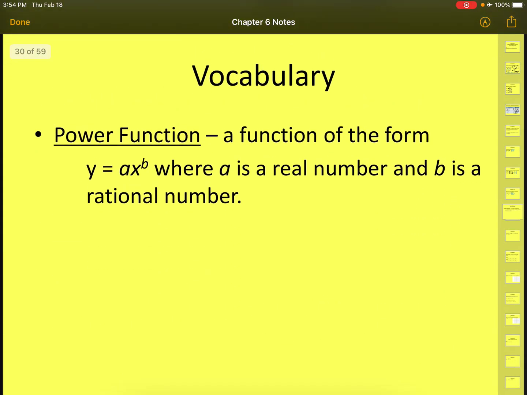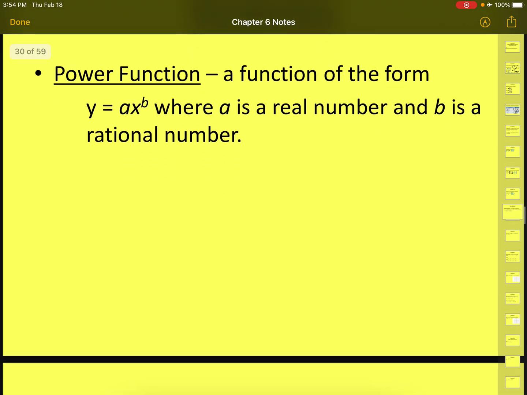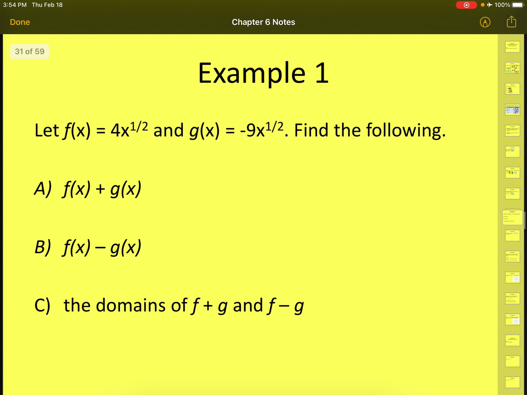So, vocab here: a power function is a function of the form y equals ax to the bth power, where a is a real number and b is some rational number, or exponent. So let's use some power functions as our functions f and g that we're going to operate with. Okay, so let's see, we want to add f and g first. Well, f is 4x to the 1/2, and I'm going to add to it negative 9x to the 1/2, okay? And I'm putting it in parentheses because it's negative.